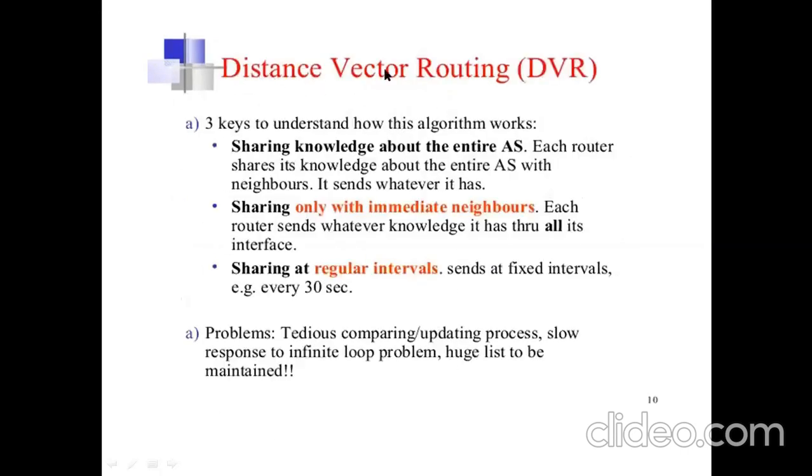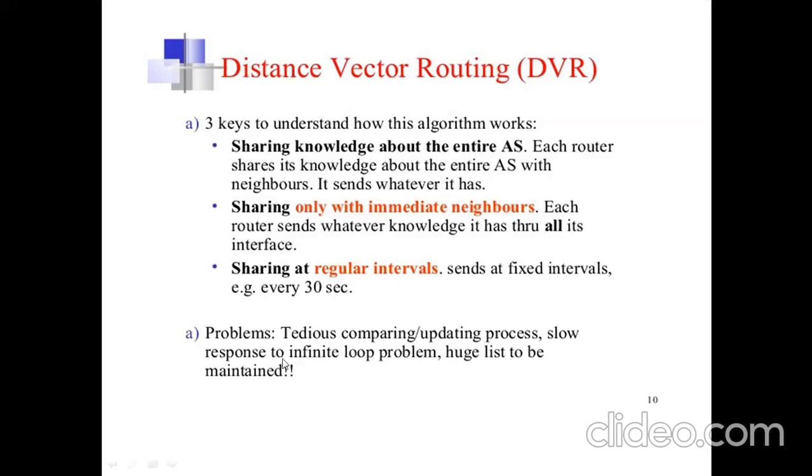Basically, for the distance vector routing algorithm, we have to understand 3 keys to understand how this algorithm works. First, sharing knowledge about the entire AS: each router shares its knowledge about the entire AS with neighbors. It sends whatever it has. Second, sharing only with immediate neighbors: each router sends whatever knowledge it has through all its interfaces. Third, it shares at regular intervals, sending at fixed intervals, for example every 30 seconds.